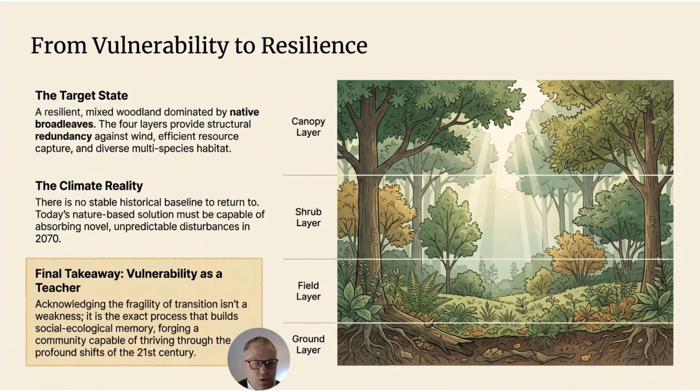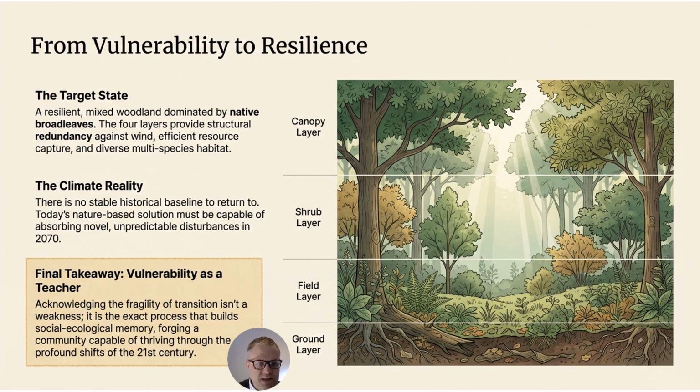Final slide, I would want to talk about, again, to end off on a positive note, how do we bring all these vulnerabilities to a form of resilience? So this resilient mixed woodland dominated by native broadleaves, and layers provide a structural space against wind, and it's an efficient resource to capture and diverse multi-species habitat. That's important space, and that's the target state that we're looking at.